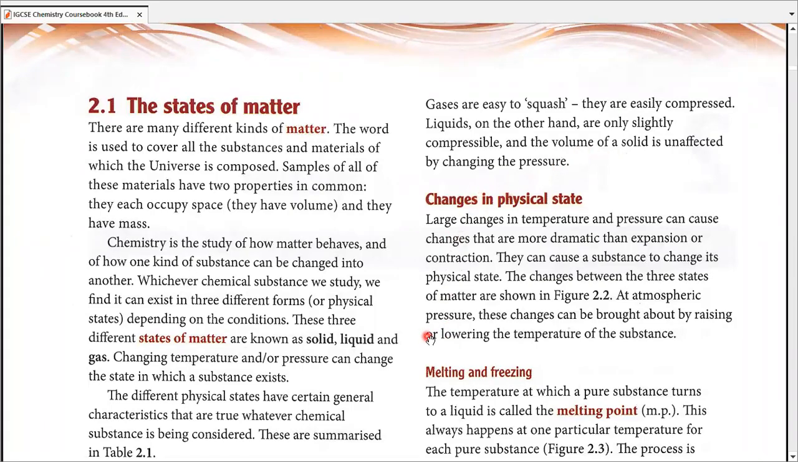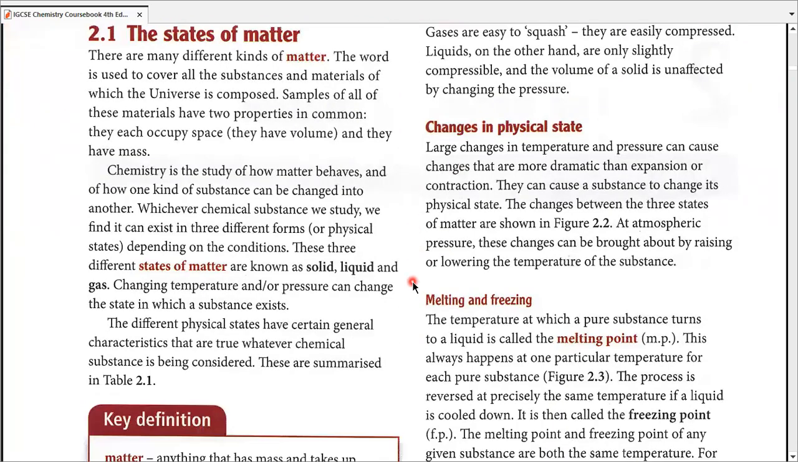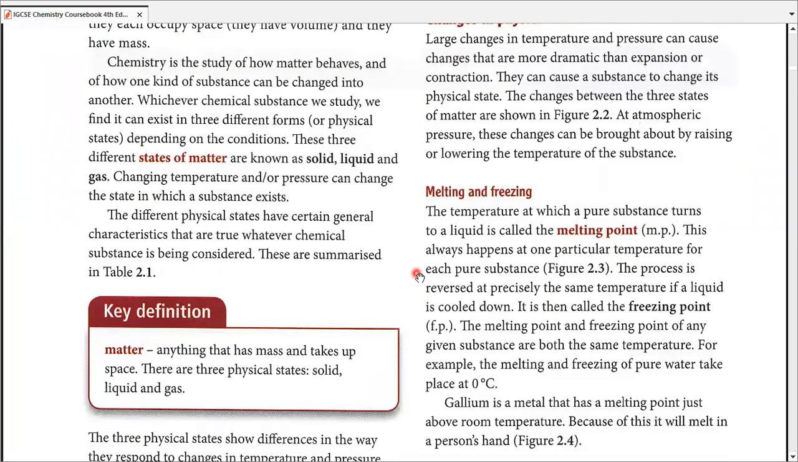So chapter number 2, states of matter. We know matter is anything that is composed of mass or composed of particles and that they occupy space. Now, we define different states of matter, although there are many, but we define the most fundamental ones: solid, liquid, and gas. There are more states of matter as well, but at this stage, we just stick with these three, all right?